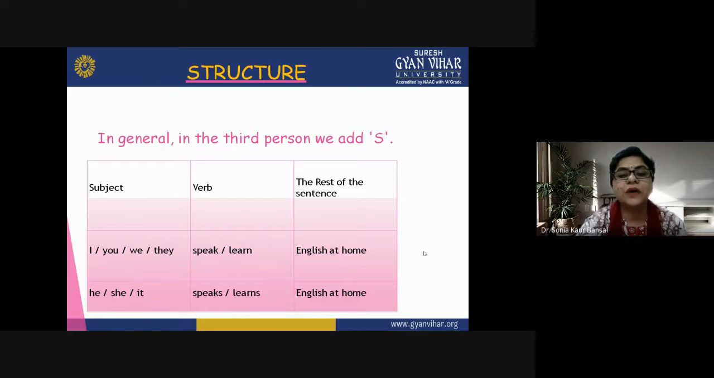In general, in the third person, we add s. So the subjects are I, you, we, they, and verbs like speak, learn, with the rest of the sentence like English at home. So I speak English at home, you speak English at home, we speak English at home, and he, she, it speaks, learns English at home. So the first and second person generally do not take s, but the third person takes s or es with the verb in the structure.